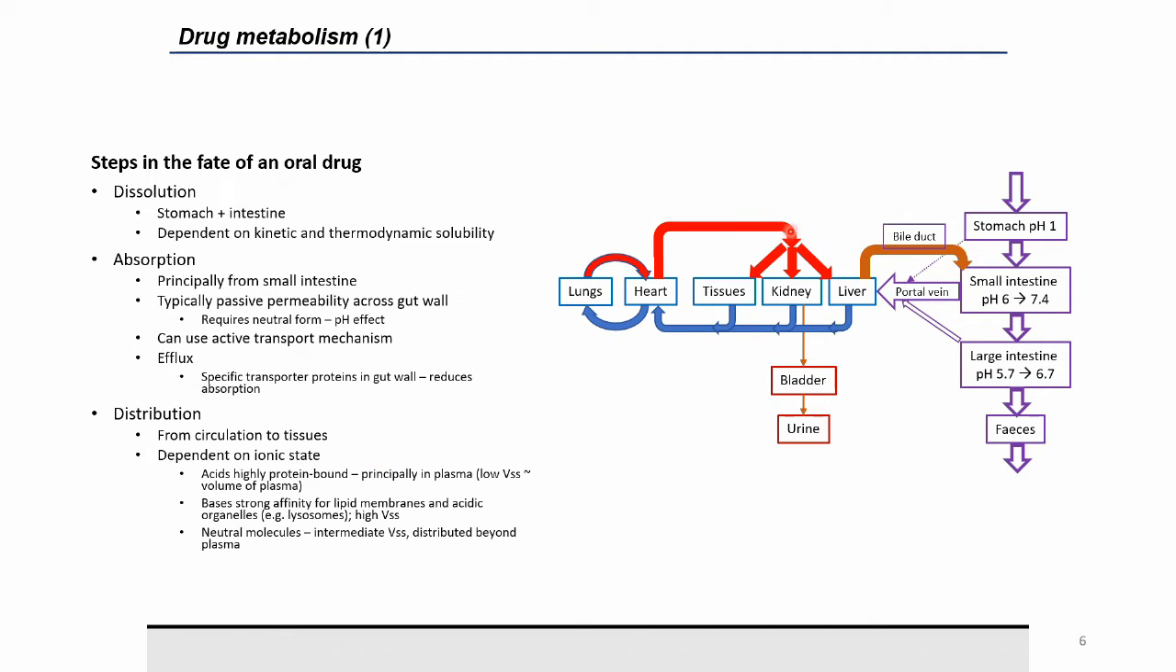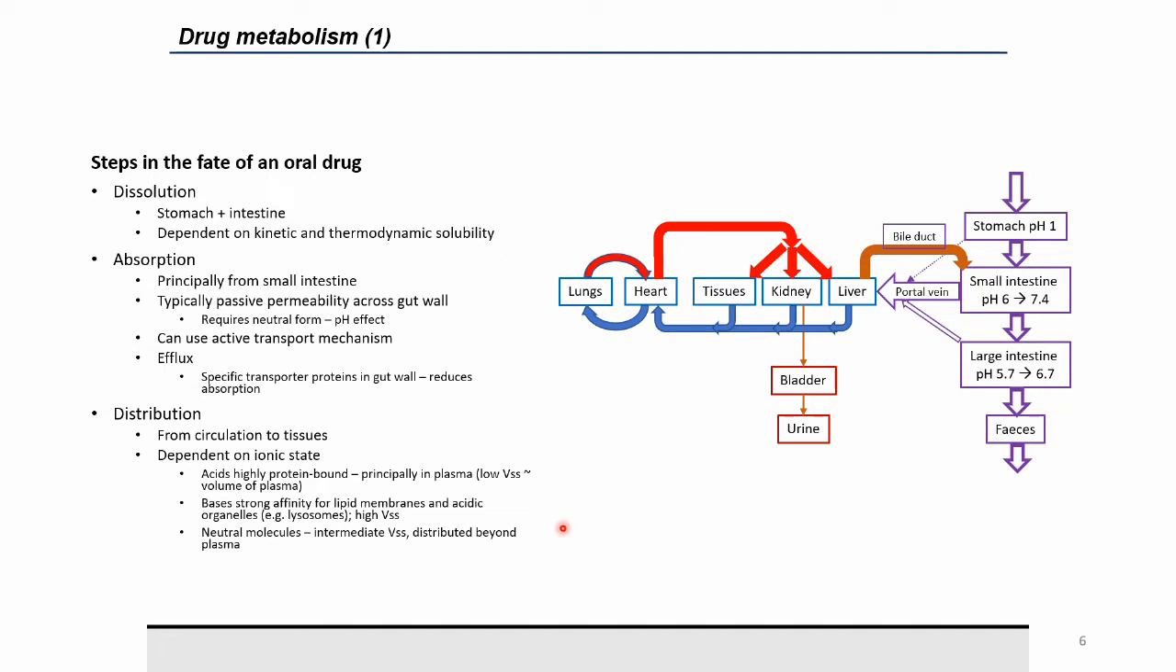The distribution, I've talked about this. Again, the distribution is quite dependent upon the ionic state. Acids are very highly plasma protein bound, and so they're predominantly found in plasma, and this translates into a low volume of distribution. Bases, on the other hand, tend to have a very strong affinity for lipid membranes and also for acidic organelles like lysosomes. They typically have high volumes of distribution.